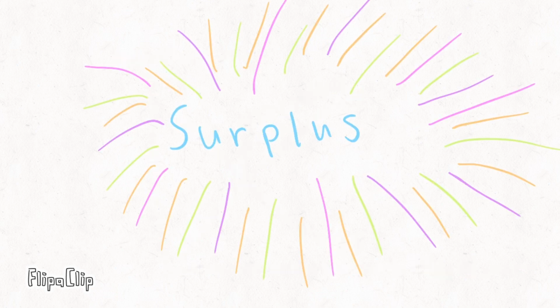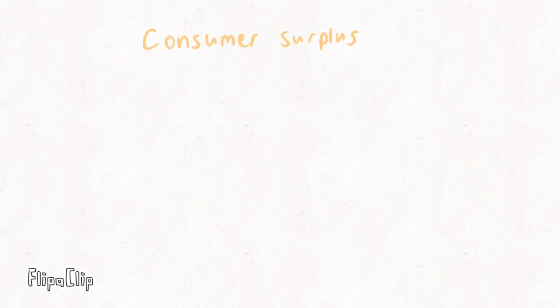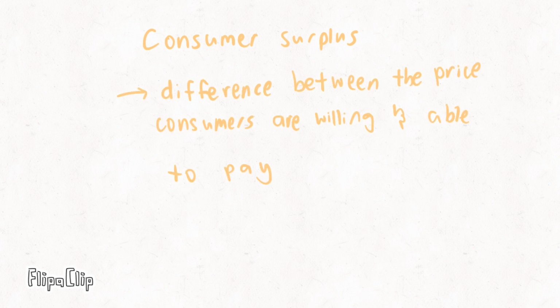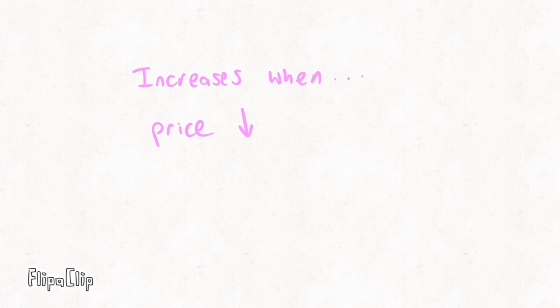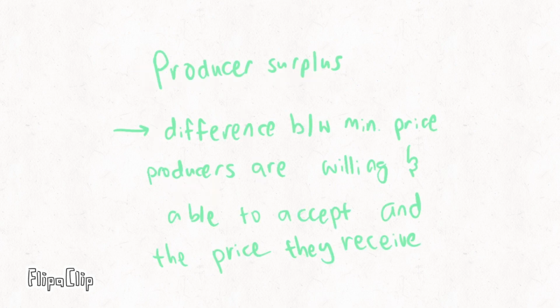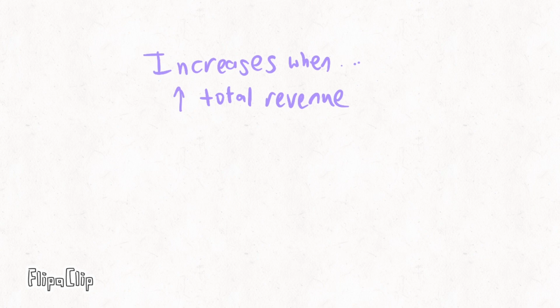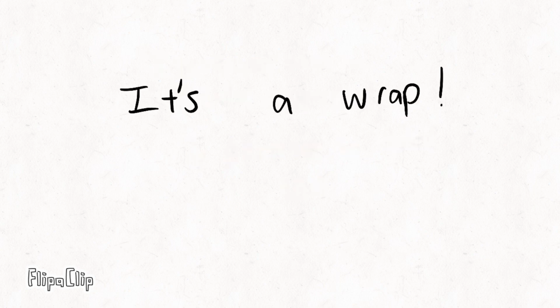Now, let's talk about surplus. Consumer surplus is the difference between the price consumers are willing and able to pay and the price they actually pay. It increases when price decreases and when the quantity increases. On the other hand, producer surplus is the difference between the minimum price which producers are willing and able to accept and the price that they actually receive. It increases when there is an increase in total revenue and when the total cost decreases. And that's it. That's a wrap.